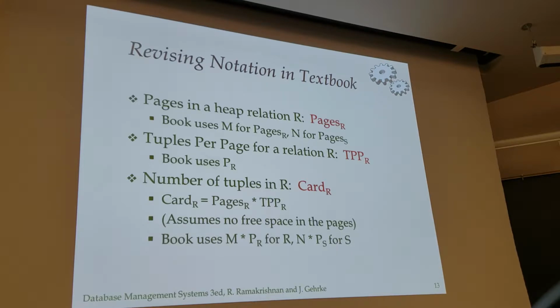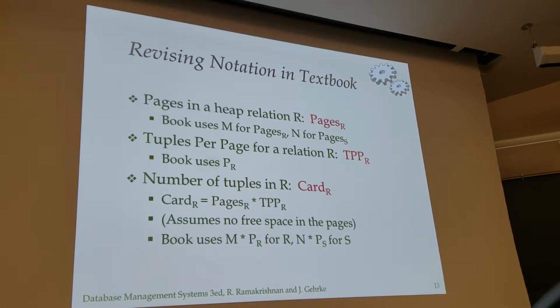Doesn't that mean the pages in R? I can't keep that straight. I'm gonna write TP piece of R, which is tuples per page of R. I can remember that. Okay, and then the number of tuples in R, I'm gonna write cardinality sub R every time I wanna have that.